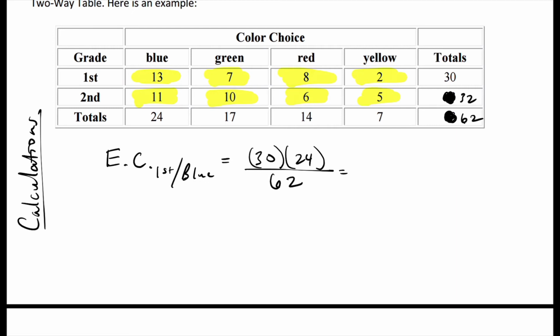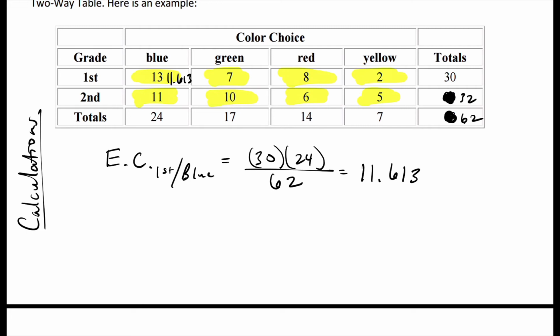Okay, so 30 times 24 divided by 62, and I get 11.613. So I'm going to put that in here. 11.613. That is my expected. That's what I would expect to see. I would expect around 11 or 12 first graders to like blue.